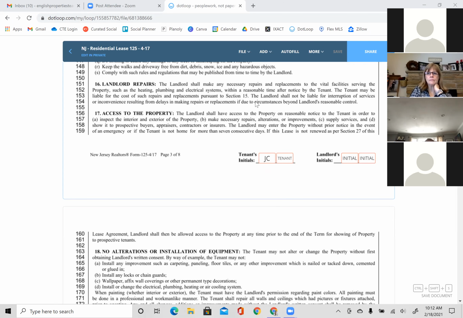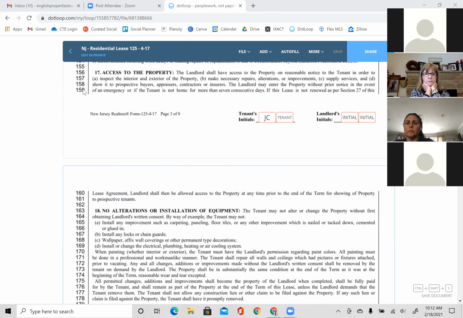For the landlord repairs, they say how the landlord is responsible for any repairs to any kind of vital facilities for the property. So things like the furnace and the AC, plumbing, electrical systems, things that make the property run. It does say that the tenant could be responsible for the cost of the repairs, but it depends on the above section. So it depends on if they caused the problem. If they caused the problem, then they're going to be responsible for it.